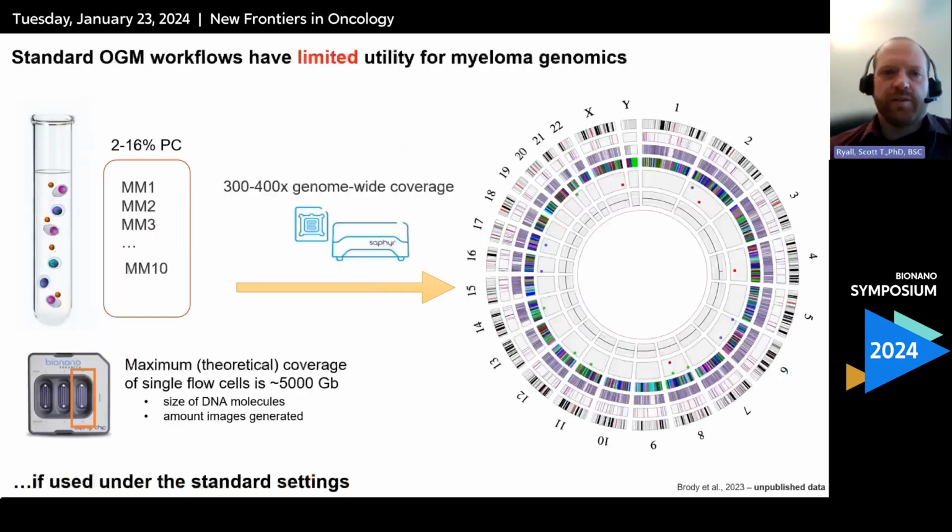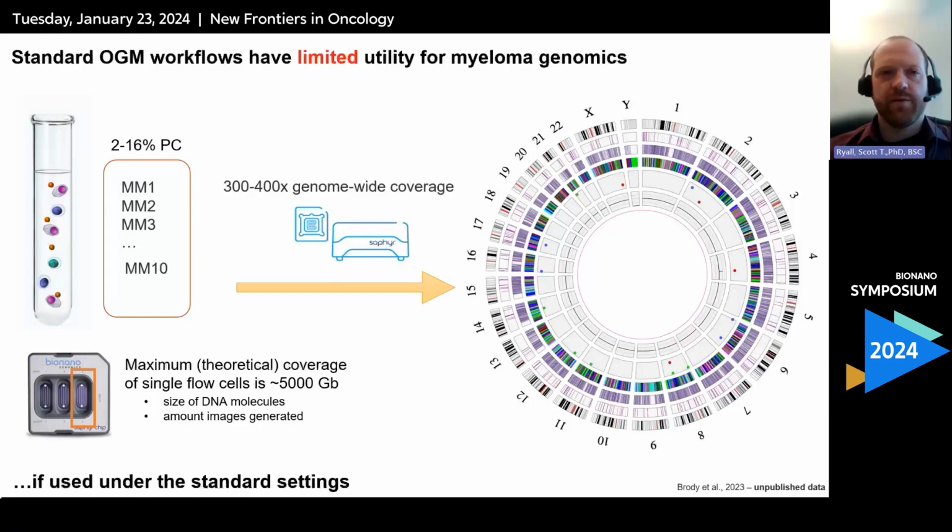So we took a small cohort of 10 multiple myelomas that ranged in plasma cell counts between 2 and 16%. We ran them under the standard workflow of the optical genome mapping, and it came out with nothing. We essentially got absolutely no indication of any variants, likely representing the fact that we just didn't have enough plasma cells in order to detect these.